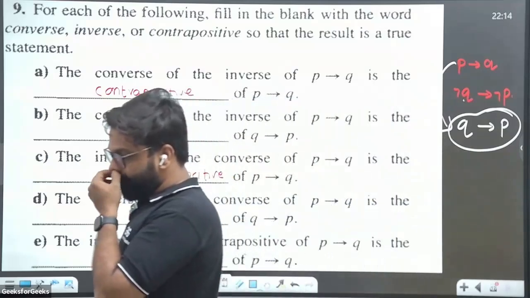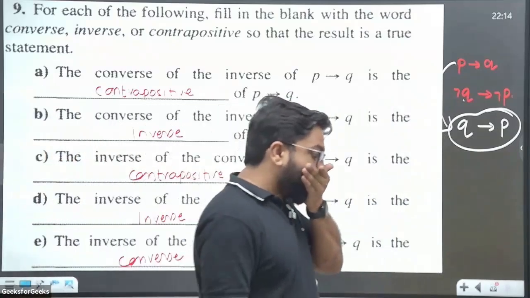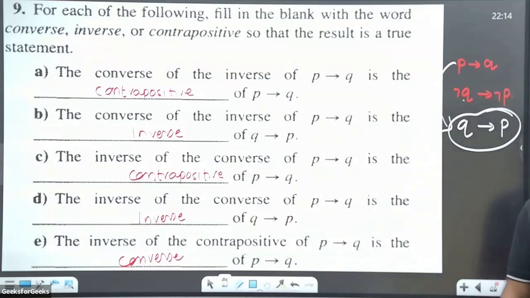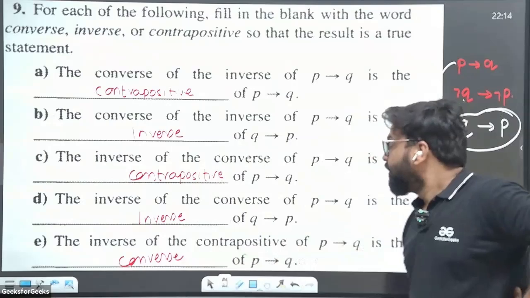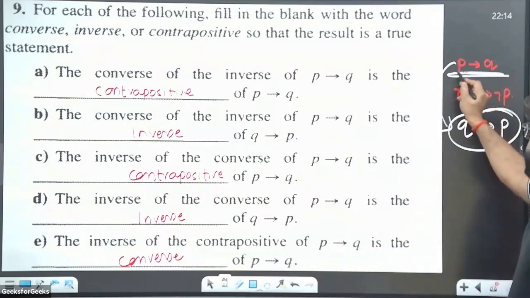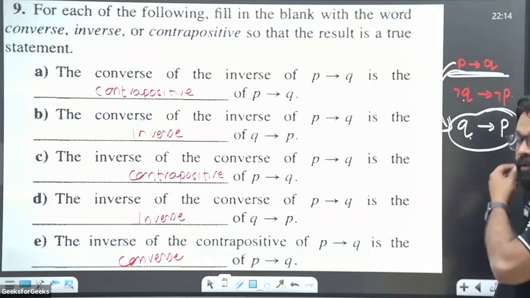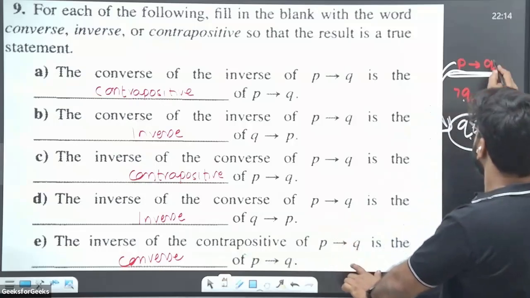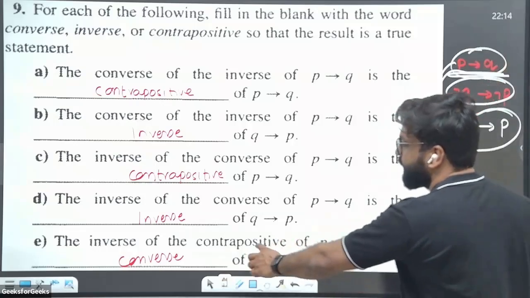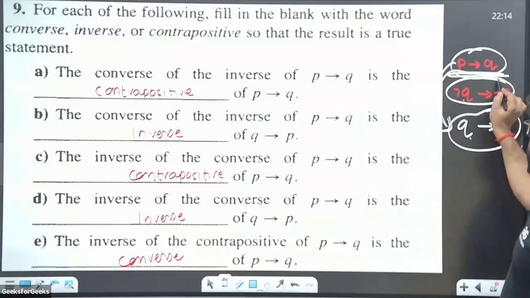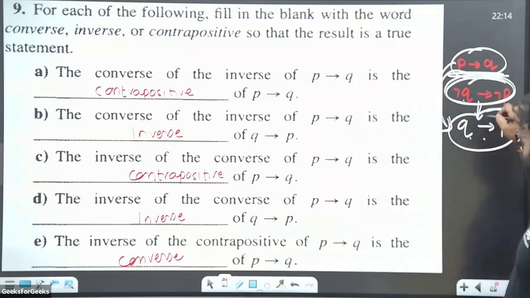Understood now? Clear? So can the last question's answer also be inverse because they are logically equivalent? No, it is converse, because with respect to this, it is converse. The contrapositive of P implies Q is this, and then you have to apply inverse. So the inverse of this is this. This is the converse of this, right?